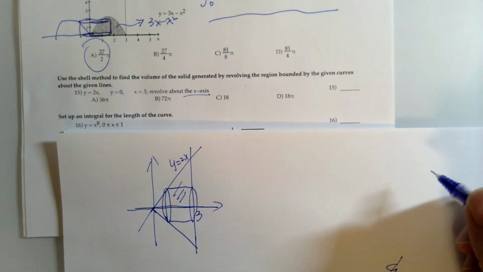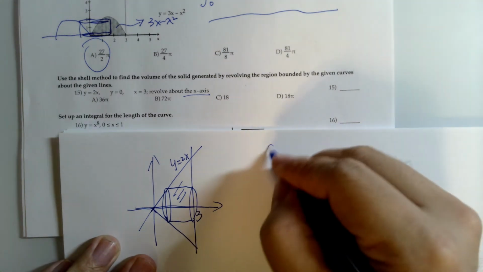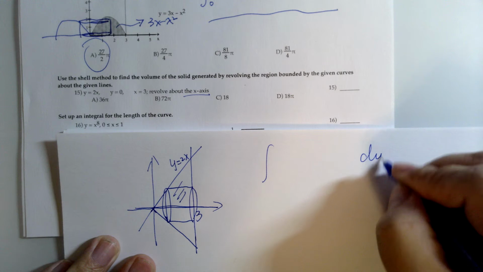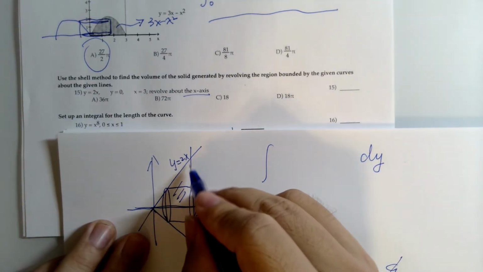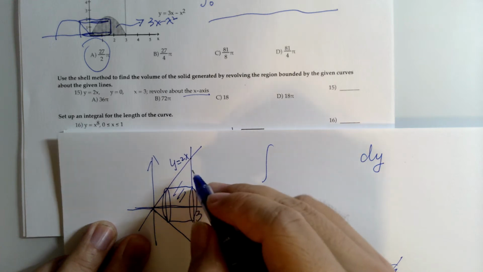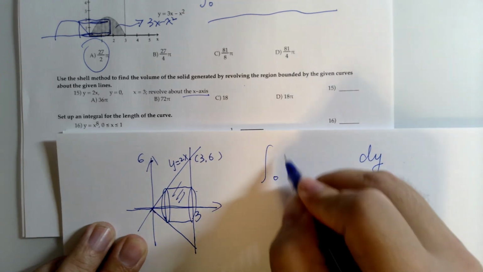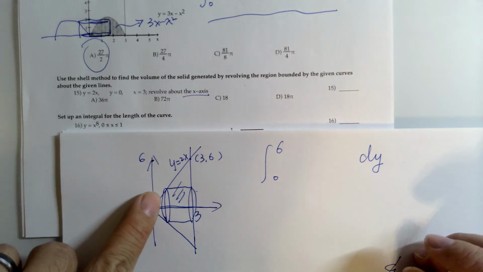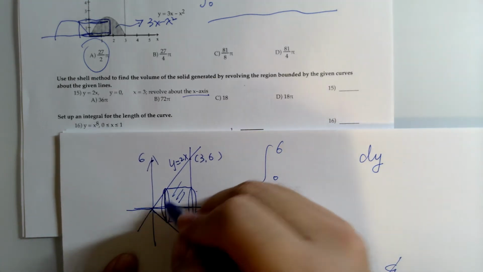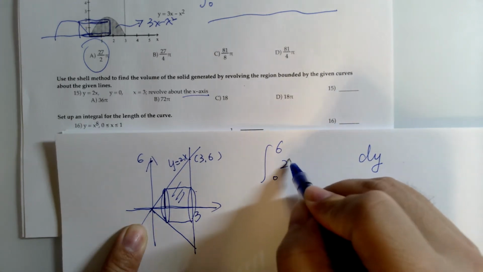So you're gonna have a shell in this way. So the answer for here is gonna be something dy, because the thickness here is in terms of y. So when x equals 3, y becomes 6. This point is (3, 6). So we got that our interval is from 0 to 6. Our radius for this shell is gonna be y, right? So it's gonna have 2 pi y.